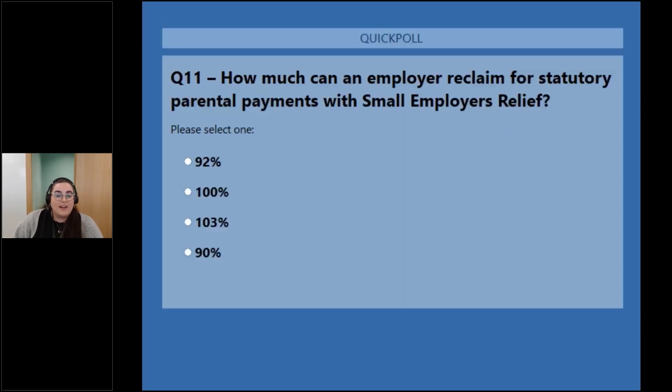So question number 11 is, how much can an employer reclaim for statutory parental payments with small employers relief? Is that 92%, 100%, 103%, or 90%?